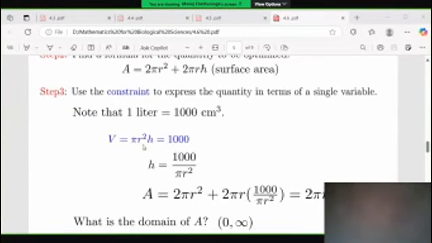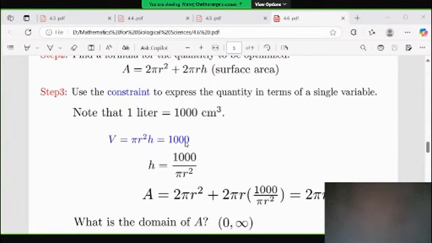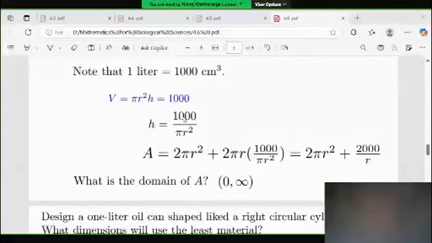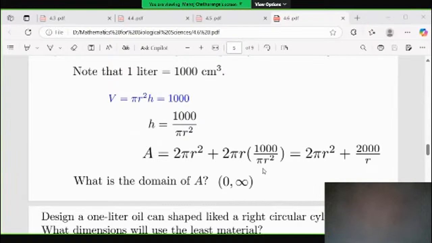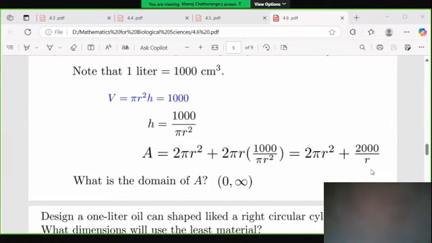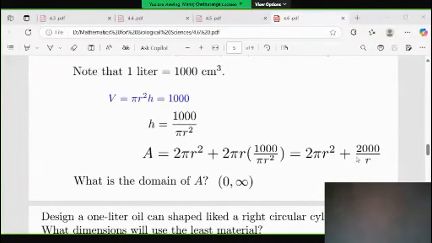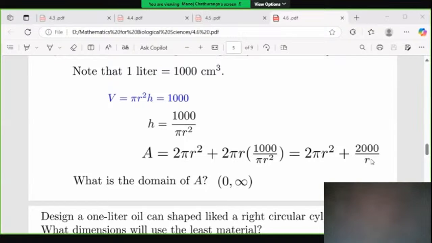So volume is pi r square h, and it is simply 1000. So h is 1000 divided by pi r square. Take this and substitute it into the expression we obtained for the surface area. So you get this function: 2 pi r square plus 2000 divided by r.